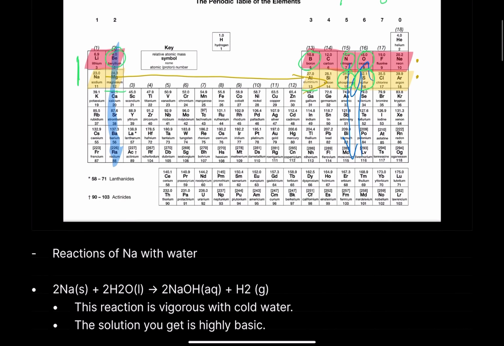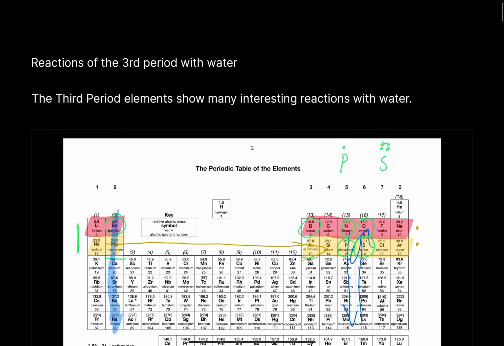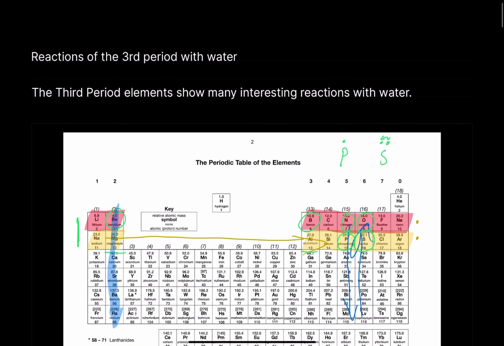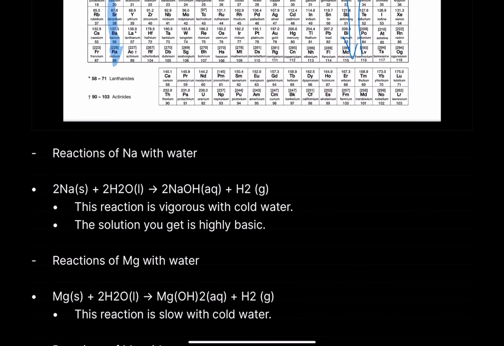And that's it. So now I'm going to go through some of the reactions with these period 3 elements with water, and then I'll go through the period 3 oxides. So, reactions with sodium with water. That's the reaction there: 2 sodiums plus 2 waters goes to form 2 sodium hydroxides plus water.